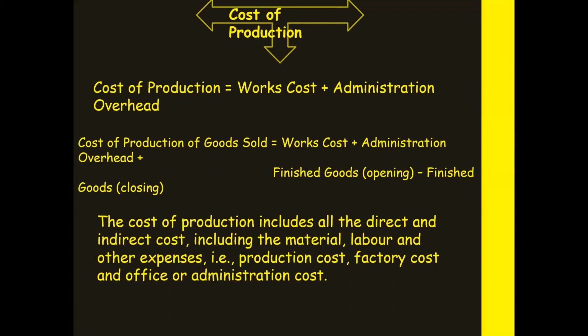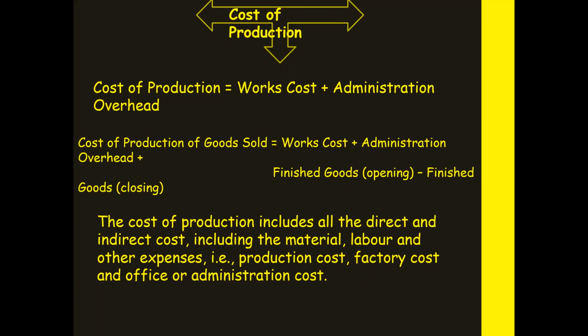After making an adjustment of the opening finished goods and the closing finished goods to the cost of production, we acquire the cost of production of goods sold. Its formula is: cost of production of goods sold equals work cost plus administration overhead plus finished goods opening minus finished goods closing. As we have seen, work cost includes prime cost, and the cost of production includes work cost. That means cost of production includes prime cost plus work cost and administration overhead as well.